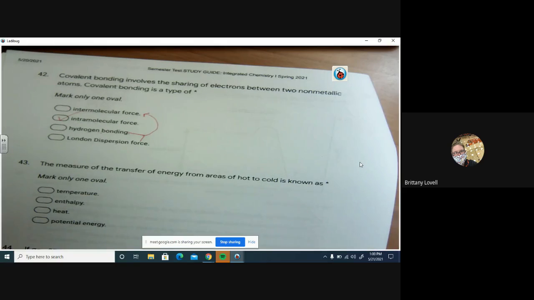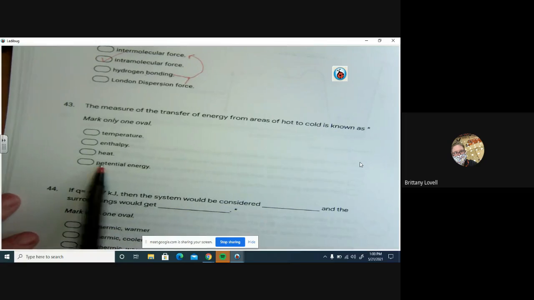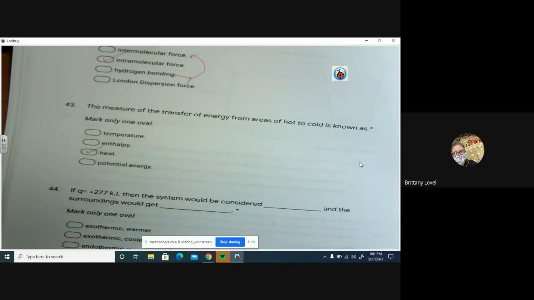Okay, next, the measure of the transfer of energy from areas of hot to cold is known as what? Well, temperature measures movement. Enthalpy is the heat of the reaction. Potential energy has to do with stored up energy and usually height. So heat is your best option.